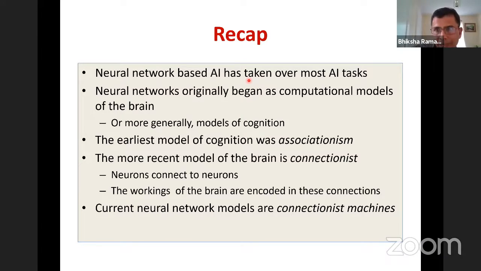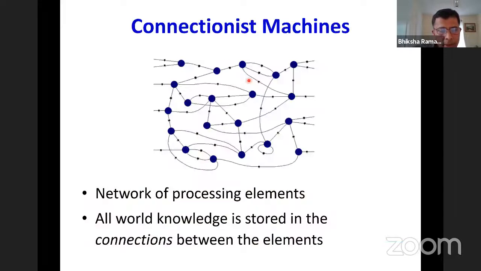Okay, let me continue. So here's where we are. Connectionist machines are networks of processing elements. All world knowledge is stored in the connections between the elements.